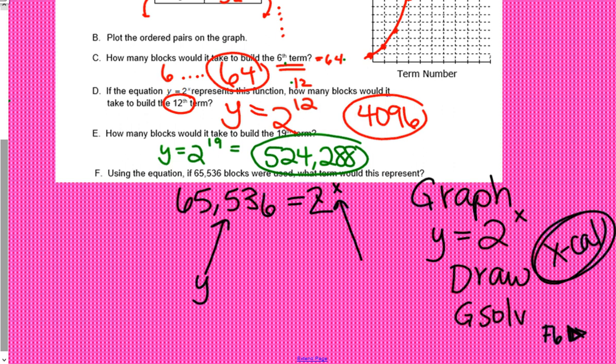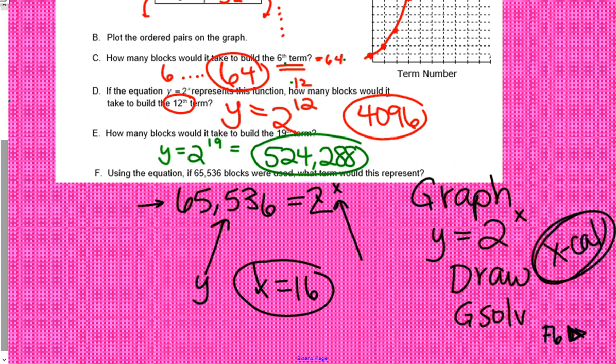If it says not found, that just means that you need to zoom out quite a bit more because you're trying to tell the calculator to search something way up at the 65,000 mark. So you may have to adjust your viewing window or zoom out until you get to that point so the calculator can see it. So again, we are doing XCal, typing it in, and you get x equals 16.